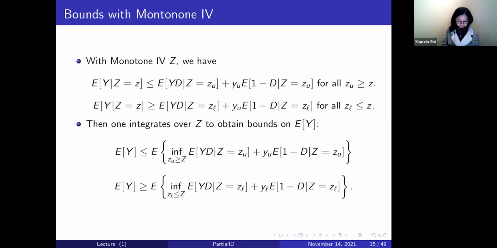So that's some of the ways to come up with models that you can take to data when a point identification assumption is not credible, but you can make some more credible assumptions.